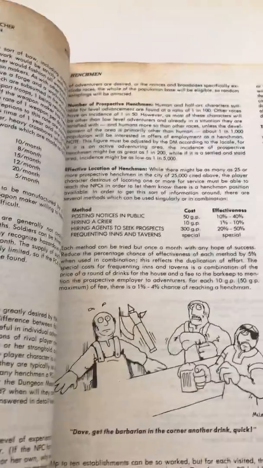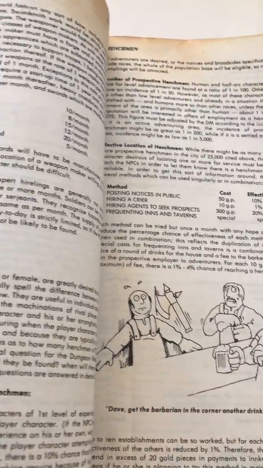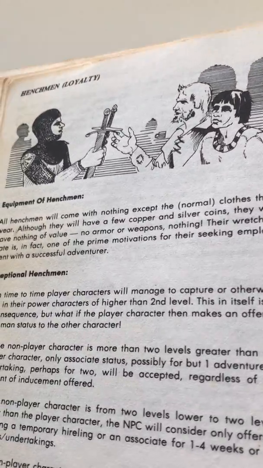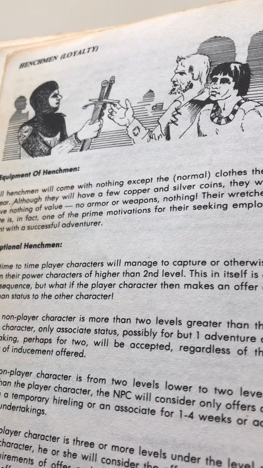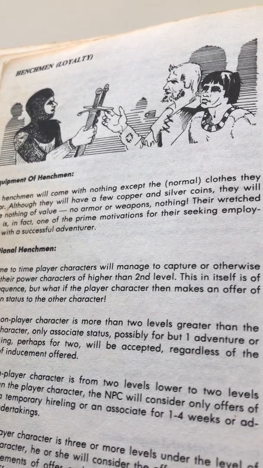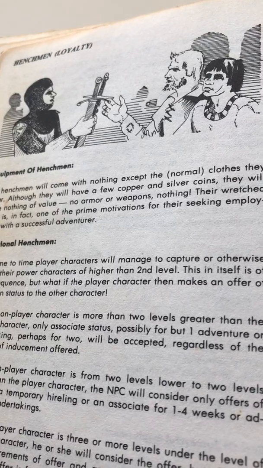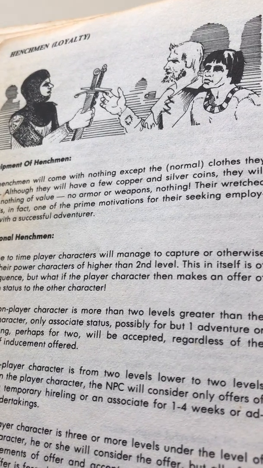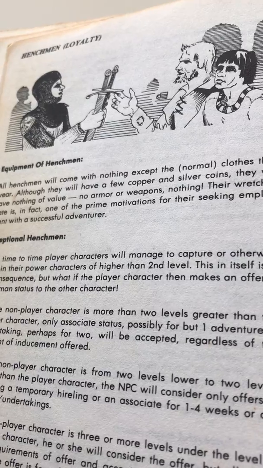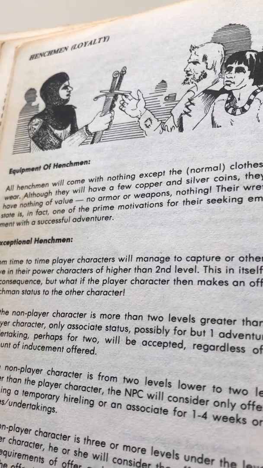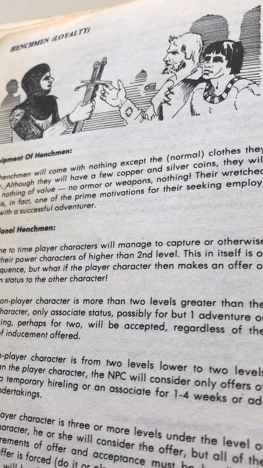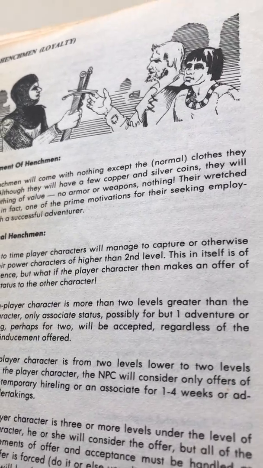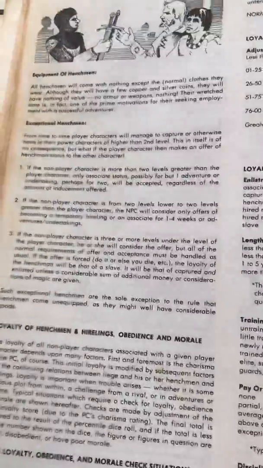Then it goes into henchmen. Henchmen were very important in these days. Your henchman is your future next character. But once you're 3rd level or higher, it's too dangerous to hire men-at-arms to go into the dungeon with you, or even Link Boy. So you'd get a henchman. He would get generally a half share of treasure. He'd get half a person's share of the treasure, and he would be of a particular class.